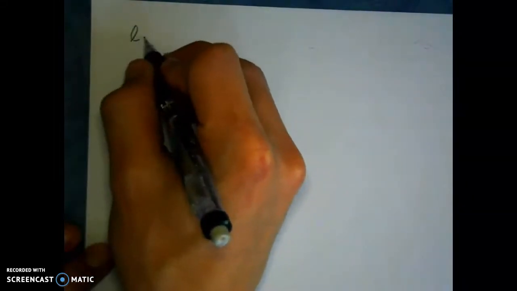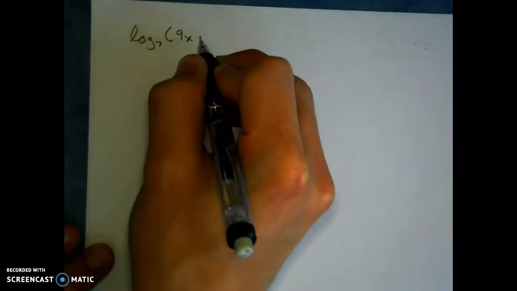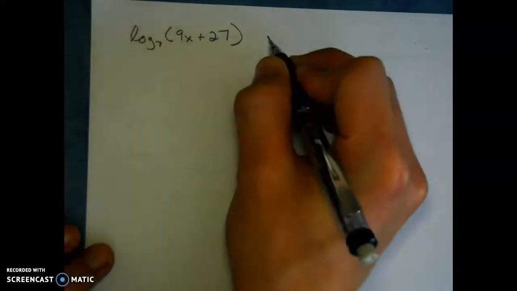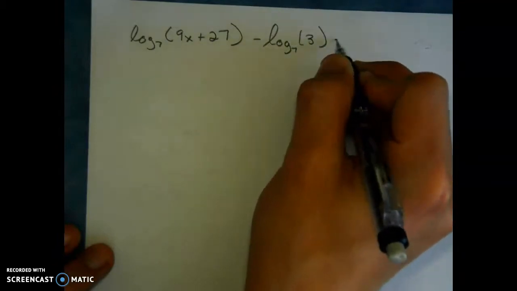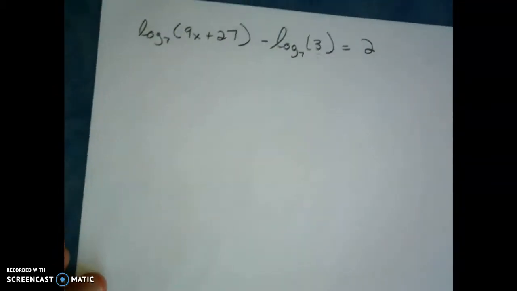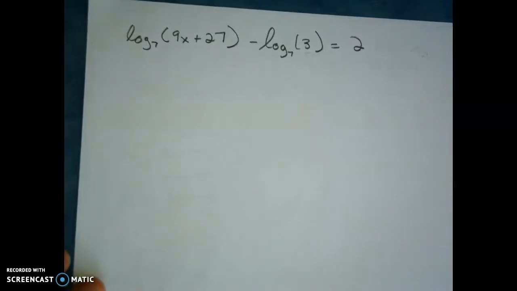Okay, so we're going to do one more. We're going to do log base 7 of 9x plus 27 minus log base 7 of 3 is equal to 2. Take a minute, pause the video, try this one on your own, and then come back.